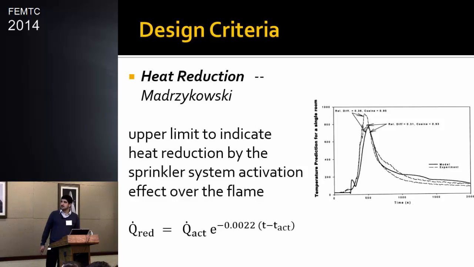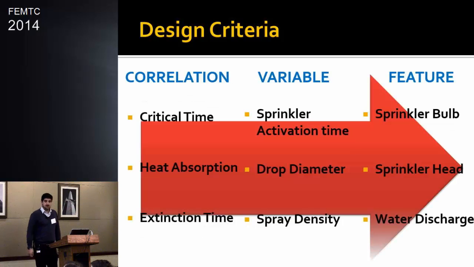Also, we have the heat reduction as designed by Matuszkowski. This is an upper limit. It's going to give us the profile of how the sprinkler system is going to reduce the heat from the moment of activation up to when the fire is completely extinguished. And this is how it's going to work.